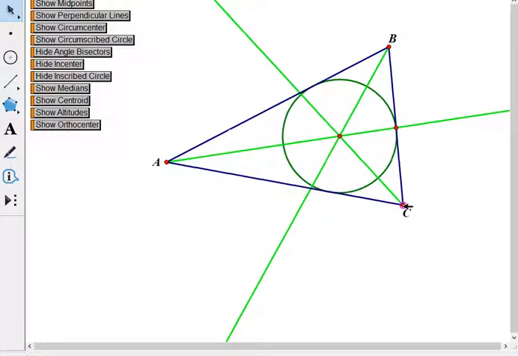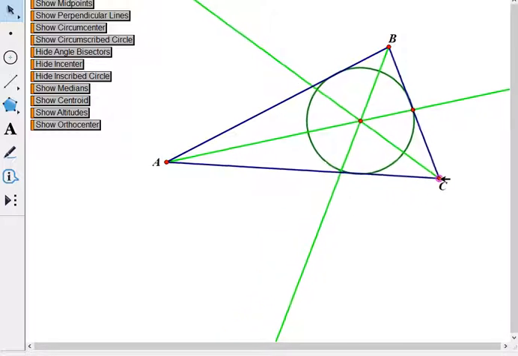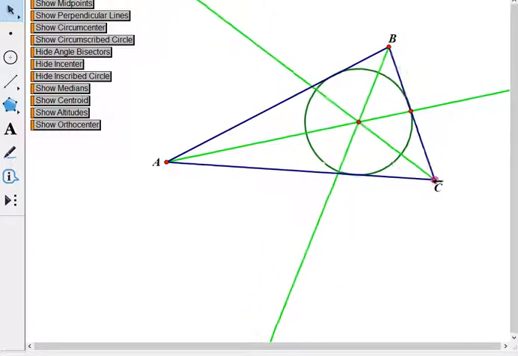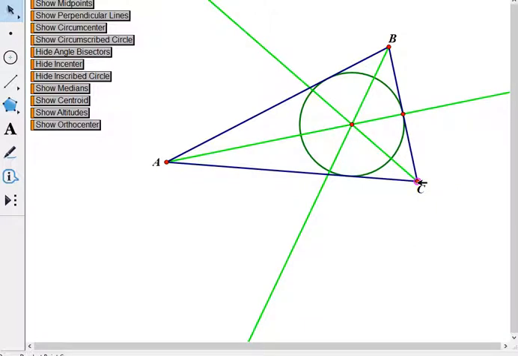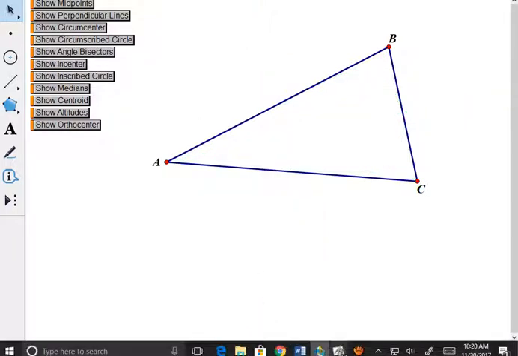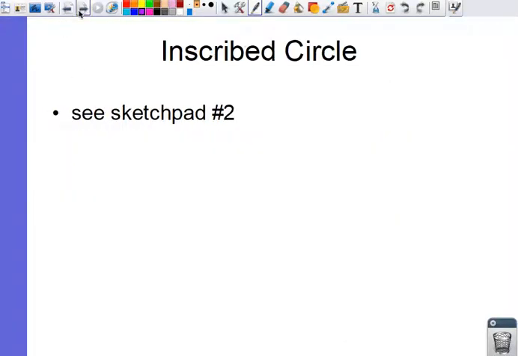But as I move the triangle and I change the dimensions of the triangle, that circle stays inside the triangle, so the incenter stays inside the triangle, always. Okay? So that's two centers of the triangle.